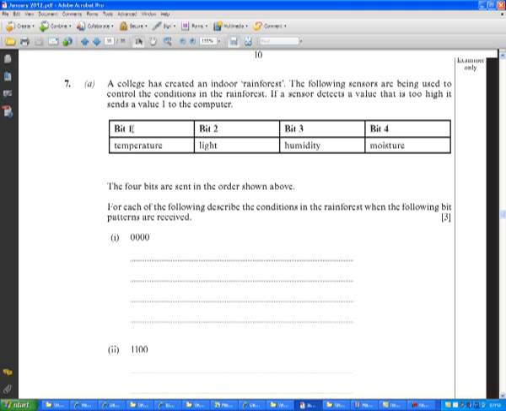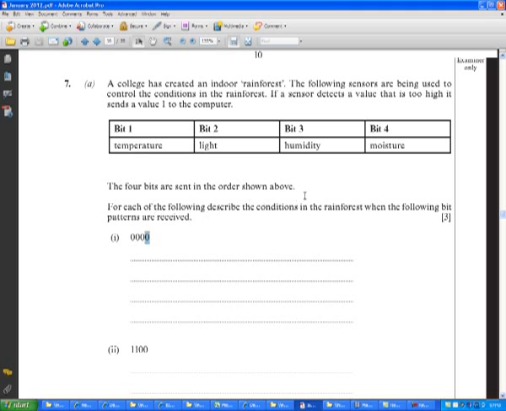So we can see that bit 1 is the temperature, bit 2 is the light, bit 3 is the humidity, and bit 4 is the moisture. By bits we just mean pieces of information. Now if we look at the values they have given us in the question, you can see they're made up of 4 digits. So bit 1 will be the first digit, bit 2 will be the second digit, bit 3 will be the third digit, and bit 4 will be the fourth digit. The 4 bits are sent in the order shown above.